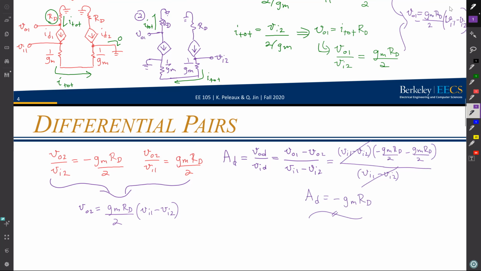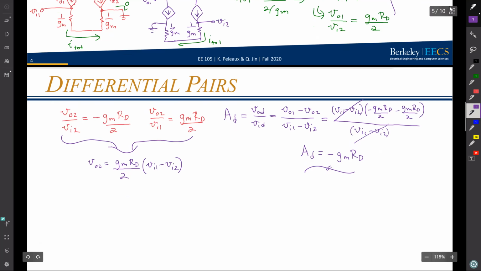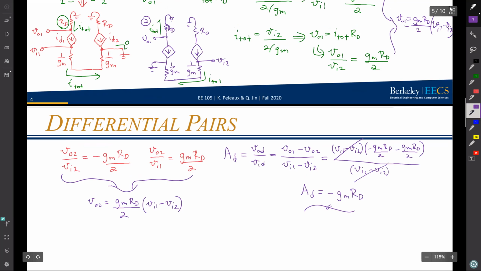Now that might seem like a lot of work to find an answer that seemed fairly obvious, but it's important to do this analysis and to understand for yourself why the differential gain is GM RD, or it's actually negative GM RD if we define it as such, because we're going to get an inverting gain. There's another way of analyzing this that in some ways I think is more intuitive, but I think that this method builds off of what you've learned in the past more consistently. That method is called the differential half circuit. If you take 140 or something like that, you will see the differential half circuit and see that there are other ways to analyze this. But for now, I'm just going to cover this method because I think it requires a little more guidance. Any questions about this?